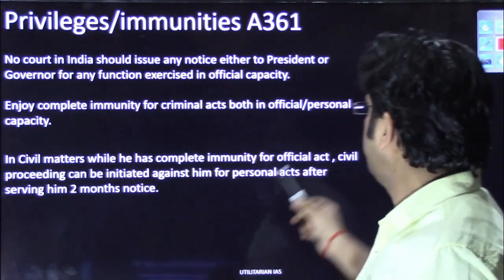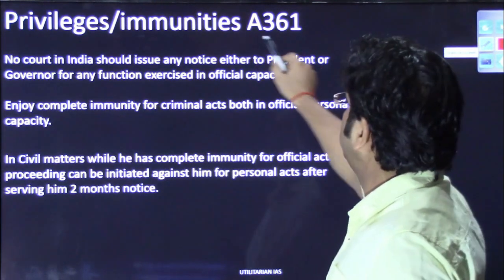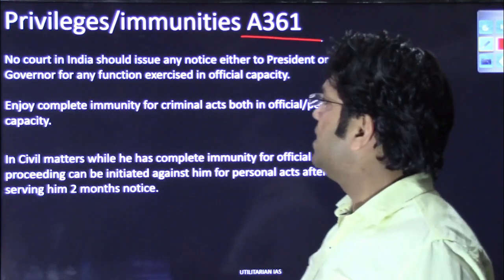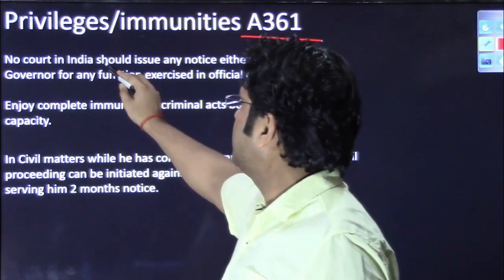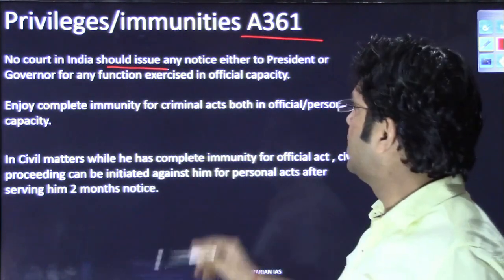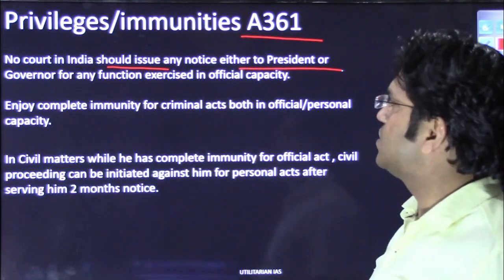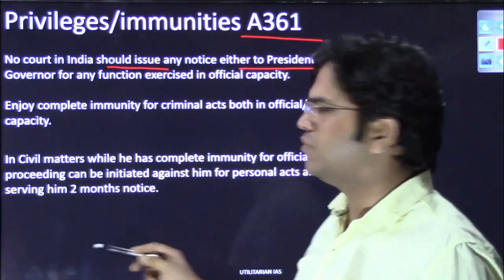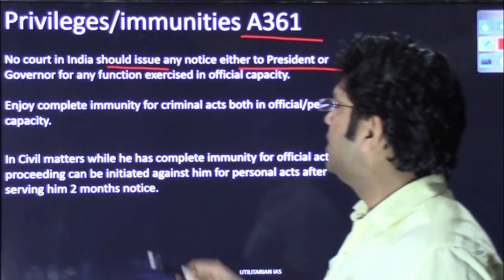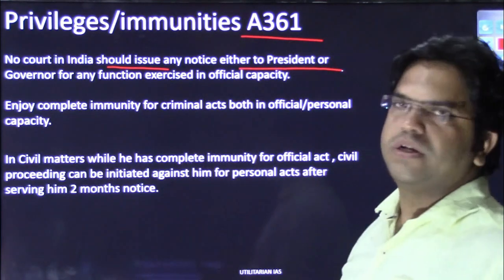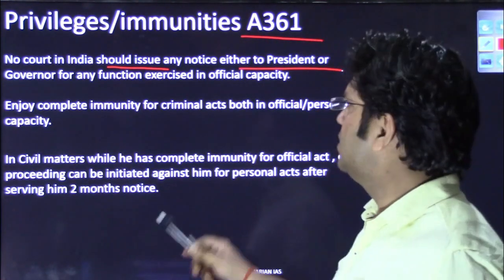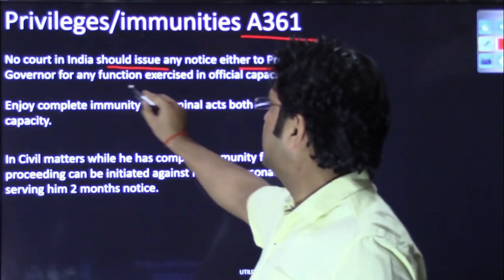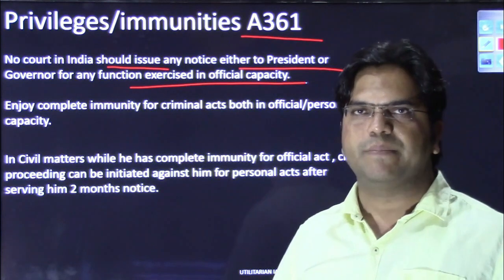So the privileges and immunity of the president have been covered in Article 361. While a president is in office, during his tenure, no court in India, either subordinate or high court, should issue any kind of notice to the president or governor. Just for the purpose of comparison I'm putting the governor; otherwise the governor chapter will be covered separately. No court should issue any kind of notice to the governor or president for any exercise in his official capacity.